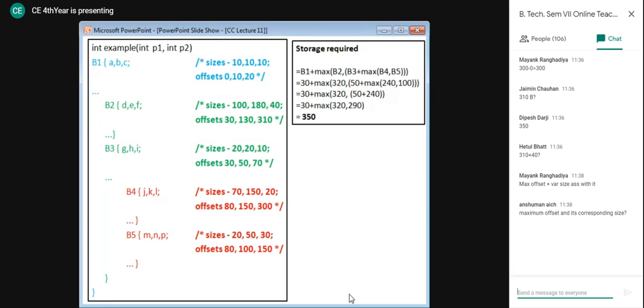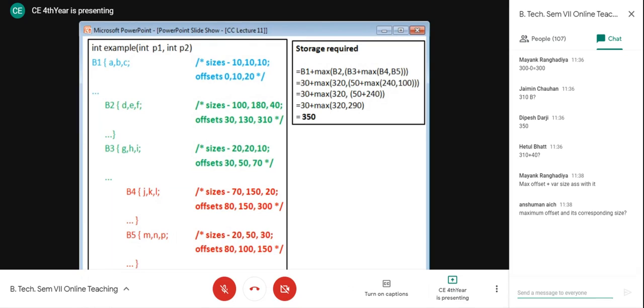See, sizes of all the variables are given to it, isn't it? Yes. So size of B4 is 240, sorry, and size of B5 in total is 100. So what is the maximum of these two? It is 240. So in total for B4 and B5, any one of the block, if we are allocating total of 240 units, then it will be sufficient. Now for B3's variables, we need 50 units of memory. So 50 plus 240, we have 290.